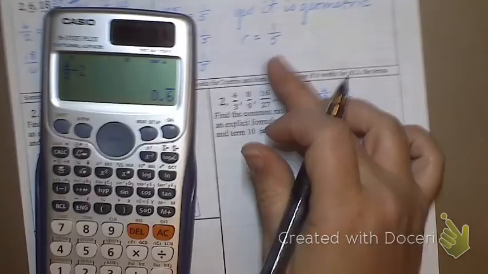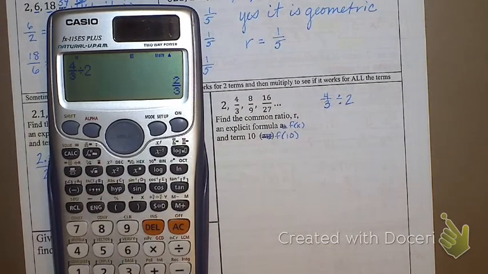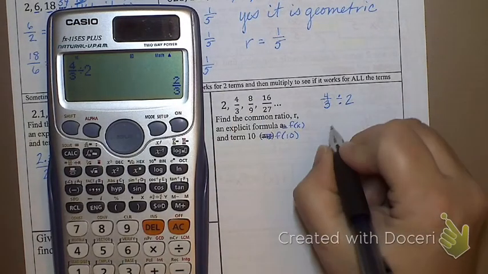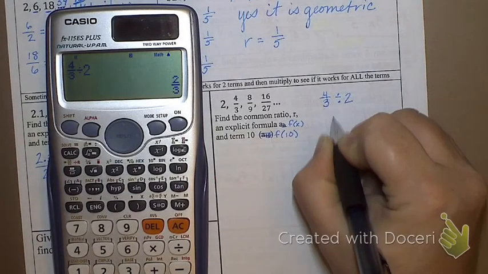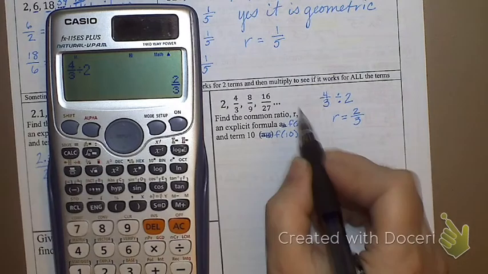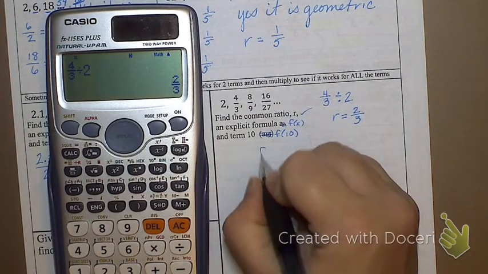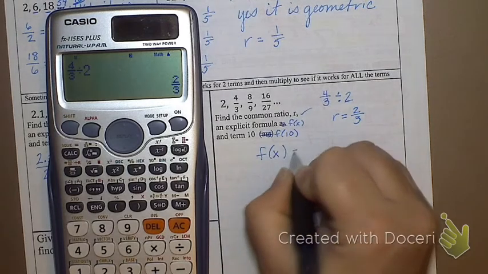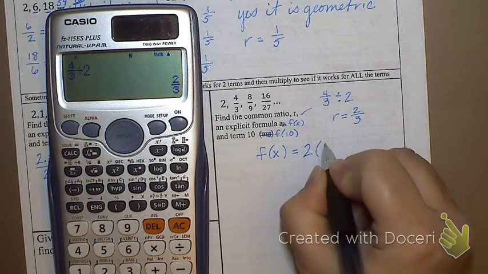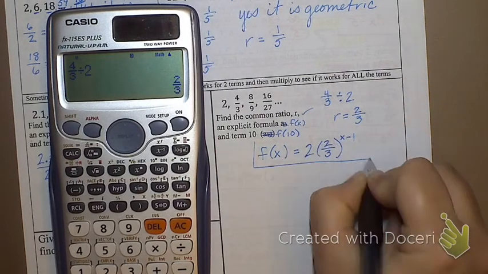And it gives me a fraction. Should I stick with fraction or a decimal here? Fraction. Why fraction? They're giving me fractions. We continue speaking their language. So I get an R value of 2/3. So that's step 1, check. Step 2, find my explicit formula. What's my explicit formula? F of x equals 2 times 2/3 to the, there's my formula.